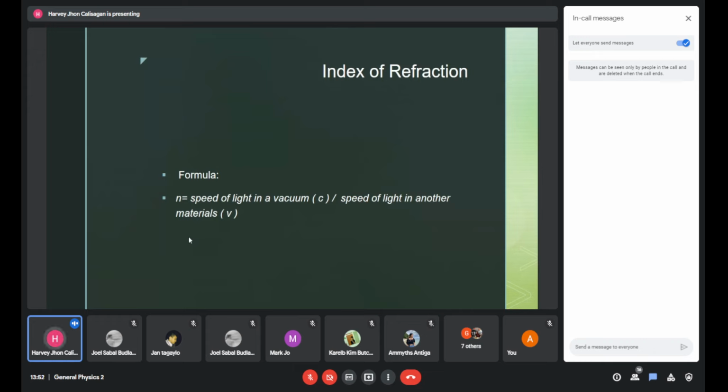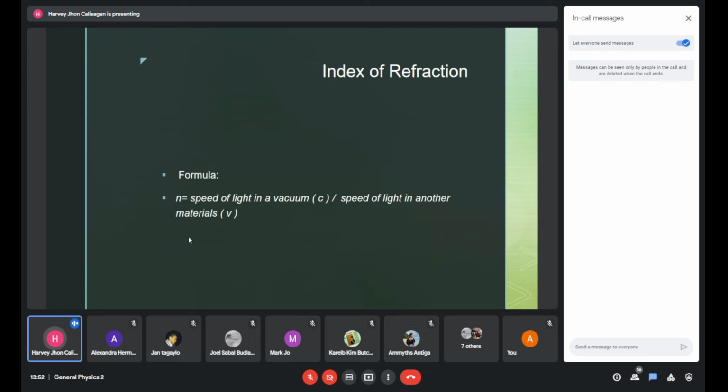The formula that we'll be using here is n is equal to the speed of light in a vacuum, which is represented by small letter c, divided by the speed of light in another material, which is represented by v. The speed of light in a vacuum that we're talking about here, class, is actually the constant value of the speed of light. It's 3.0 times 10 to the power of 8. And then the speed of light in another material will now be calculated as our index of refraction.